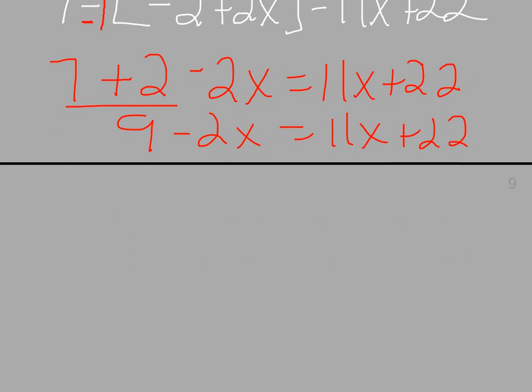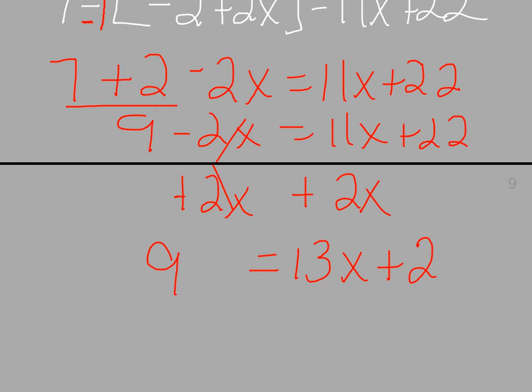Now I'm going to add the 2x because negative 2 is smaller than 11. Add the 2x there, add the 2x here, and I have 9 equals 13x plus 22. Is that the same thing I got? Yeah, okay. Subtract 22 from here, subtract 22 from here. 9 minus 22 is negative 13, so it would be negative 13 over here, equals 13x.